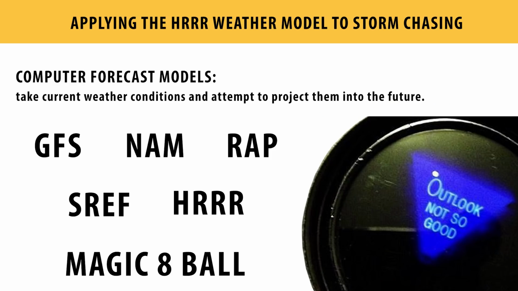So for those of you at home, there's all sorts of computer models and weather models we use, which are really great for confirmation bias. If you've got a target area that you really want to chase in, one of these models is probably going to say that's going to be a good place to chase.